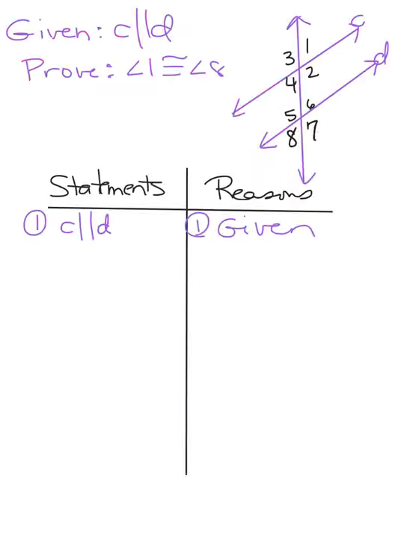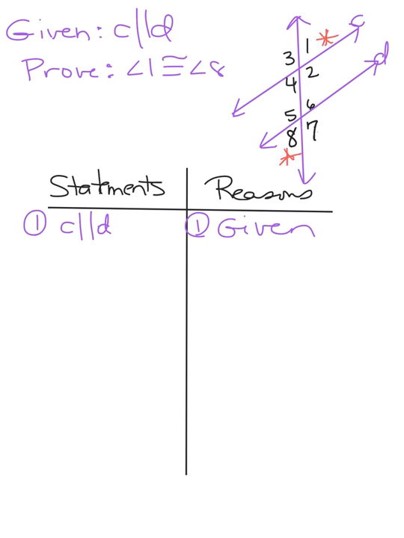My next proof says that I'm given information C is parallel to D, those lines are parallel, and I'm trying to prove that angle 1 is congruent to angle 8. So let's mark where I'm trying to go. I'm trying to prove that 1 is congruent to 8.